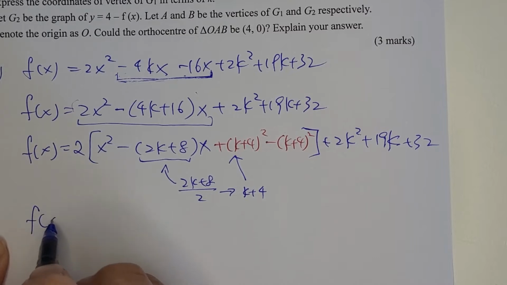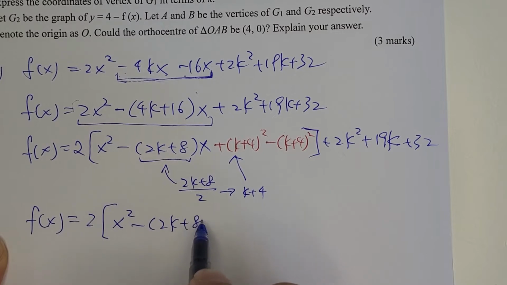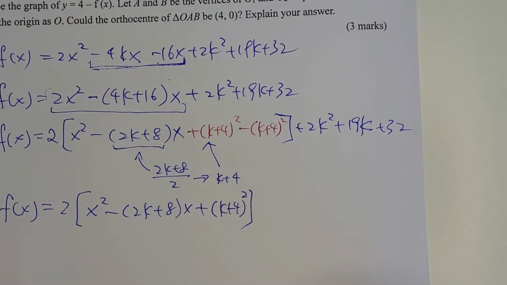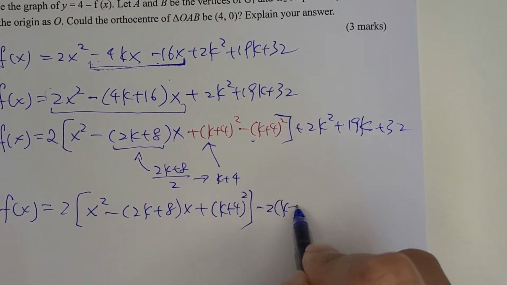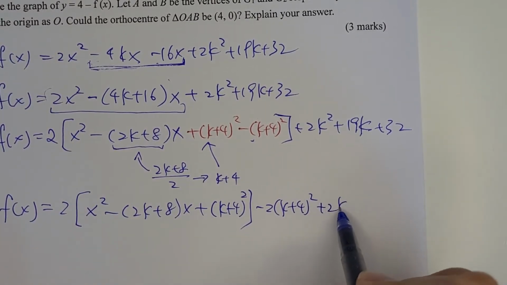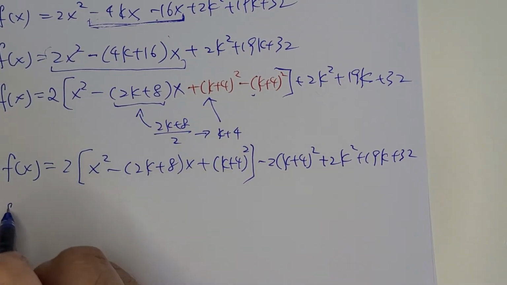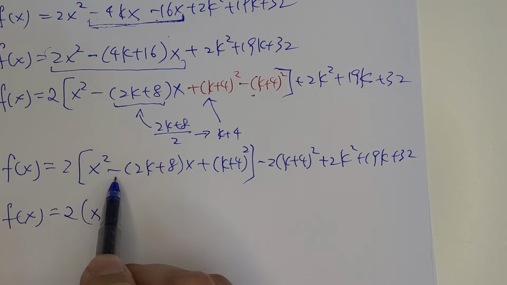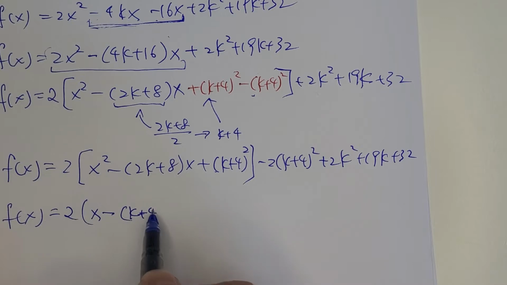So next step: 2 bracket x squared minus (2k plus 8) x plus (k plus 4) all squared, multiply these 2 to the negative (k plus 4) squared. Minus 2 bracket (k plus 4) all squared plus 2k squared plus 19k plus 32. So next step, you can write it this way. For the first one, this is a perfect square, x minus, and here that is k plus 4, and then whole squared. That becomes the perfect square.